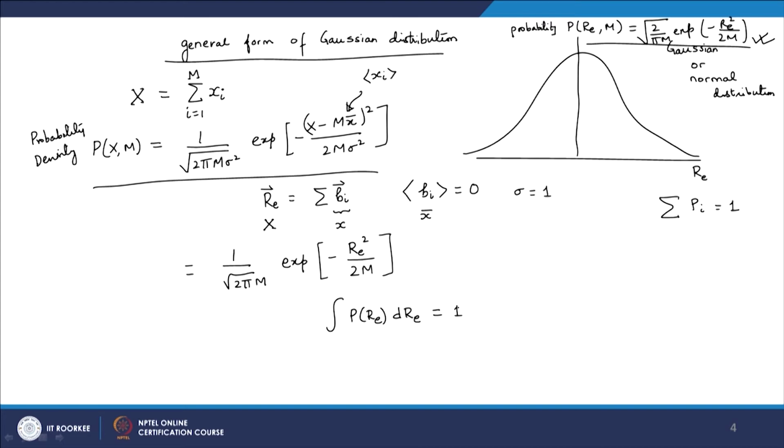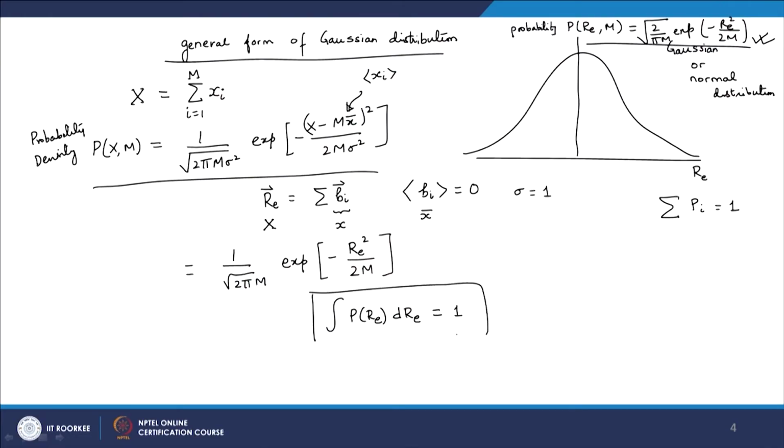And therefore, we can correct our probability function just by multiplying or dividing by a factor of 2 that appears because of this particular normalization. In any case, the factor does not contain the Re. What is essential to us is the fact that the probability density in our case is proportional to the exponential of minus Re square by 2m.